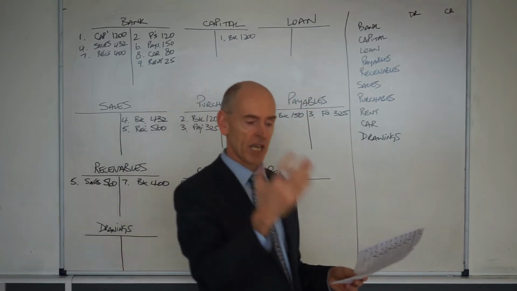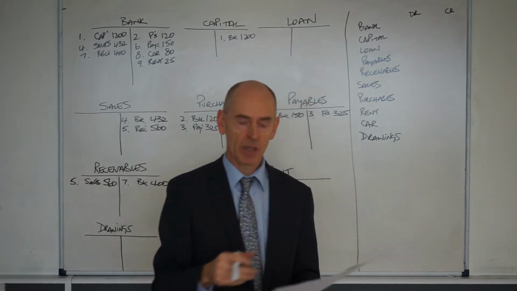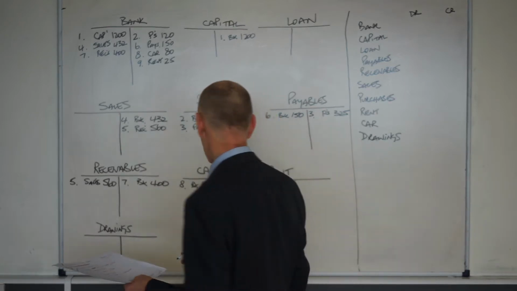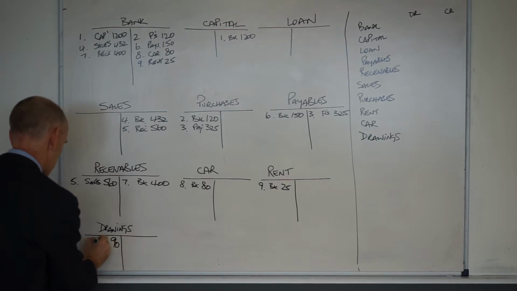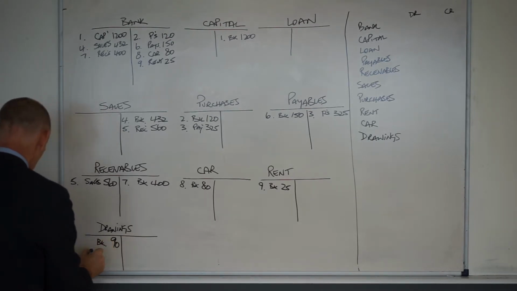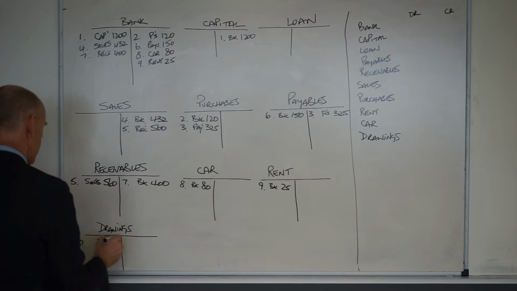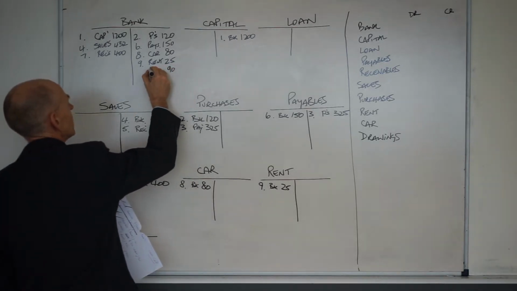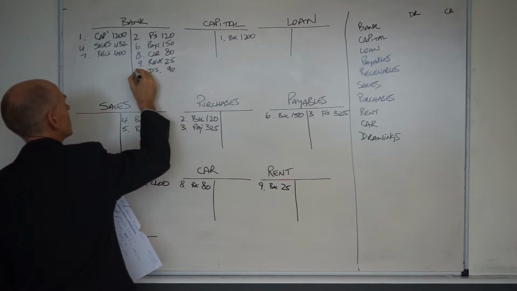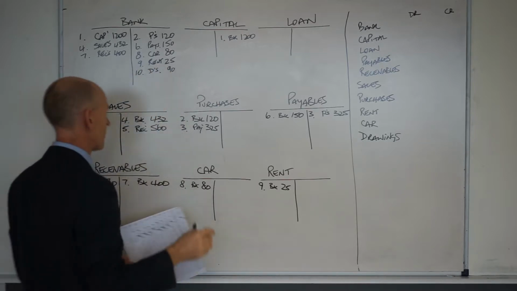So whereas capital is a credit entry, drawings are a debit entry. So we'll debit drawings £90. It's a bank amount, it's transaction 10. So it's coming out of the bank, 90, in favour of drawings, transaction 10.